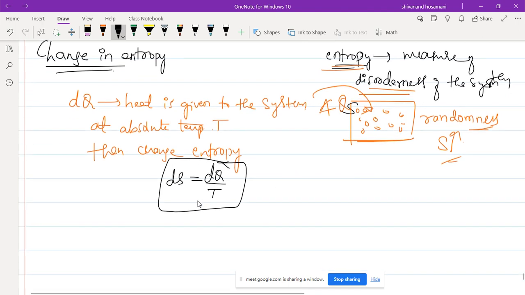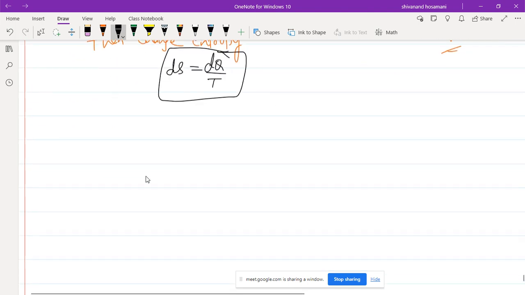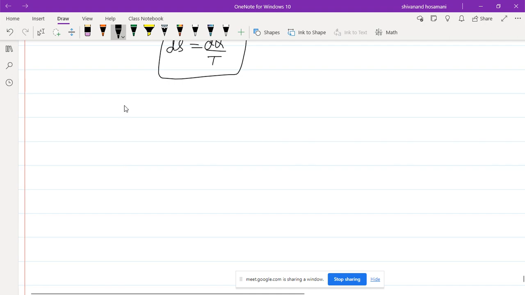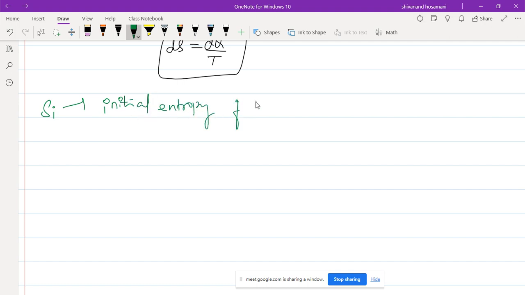So this change in entropy is given as follows. Let us consider Si is the initial disorderness of the system, that is, the order or disorder of the gas molecules, the initial entropy of the system, and Sf is the final entropy of the system.